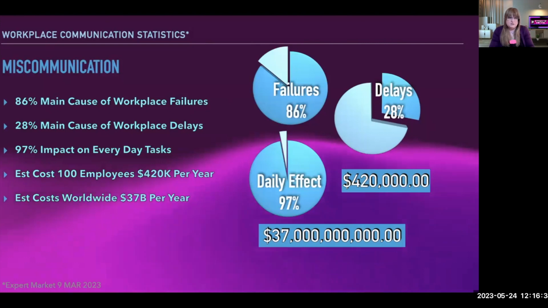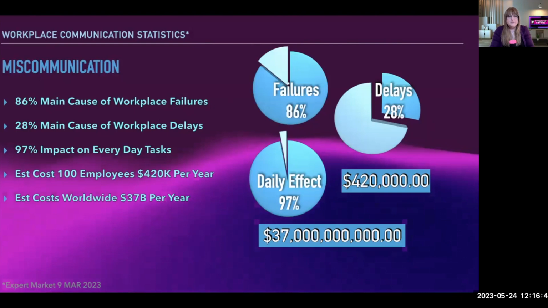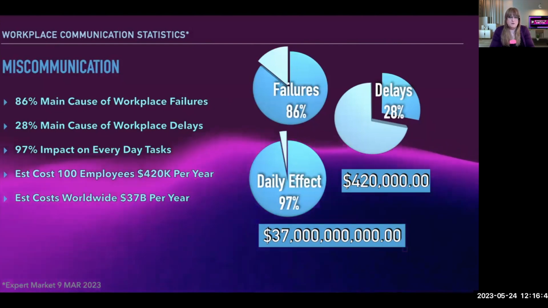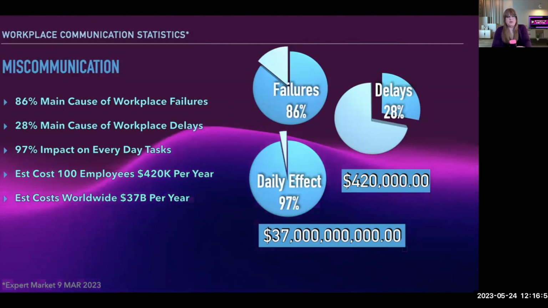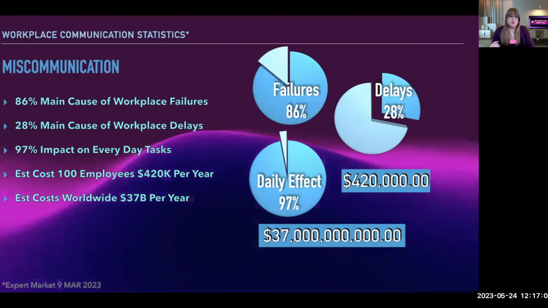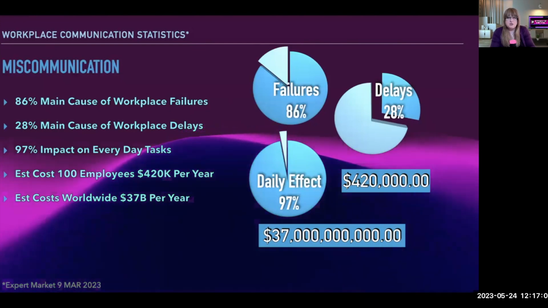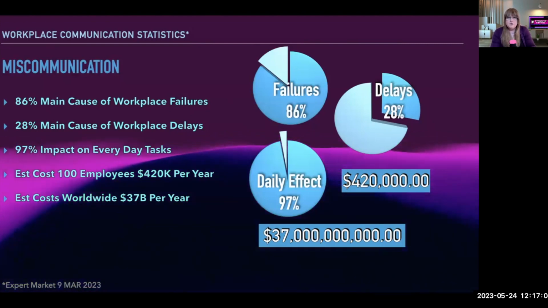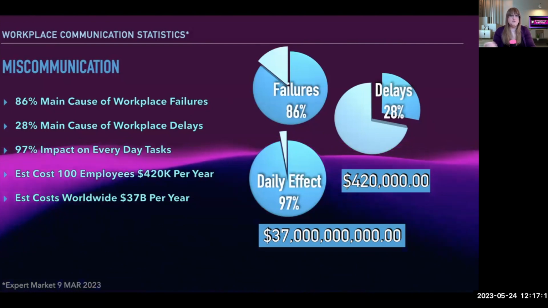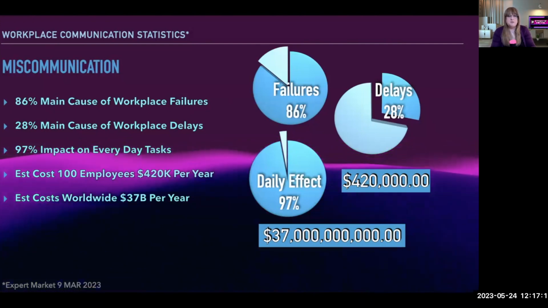Now, as far as costs, the estimated cost for a business that has 100 employees is $420,000 a year, and these are from Expert Market statistics on 9 March 2023. The estimated cost worldwide right now is $37 billion because of miscommunication, whether it's an IT project or client service or whatever it is. If it's not clear, it can cost a lot of money.